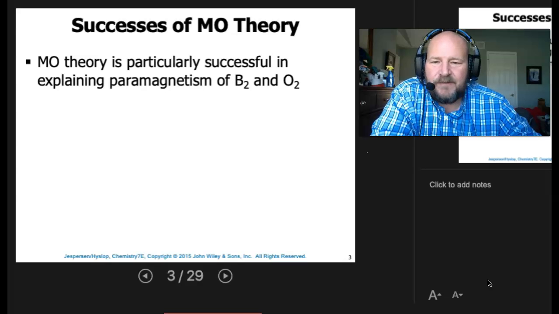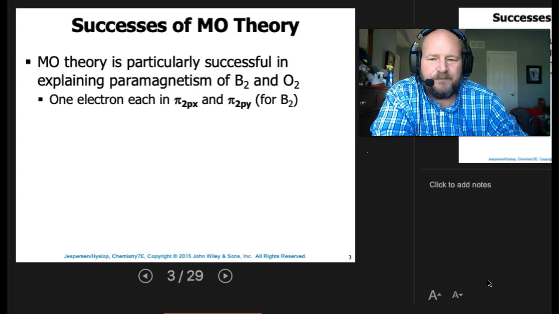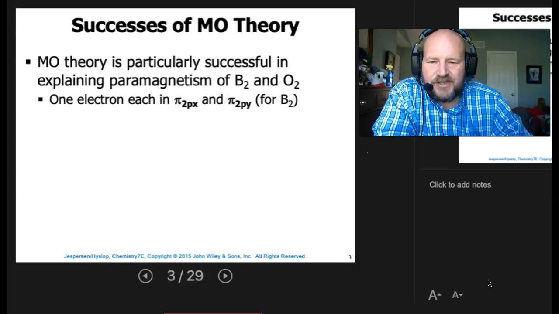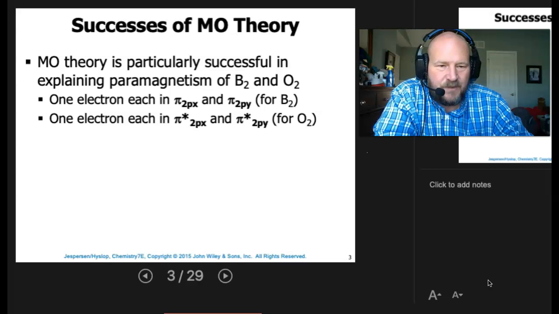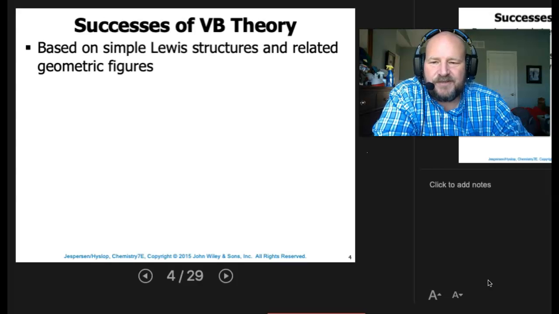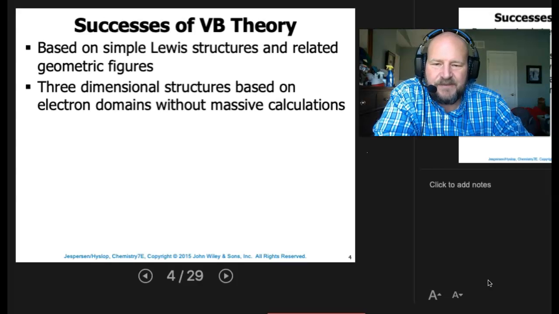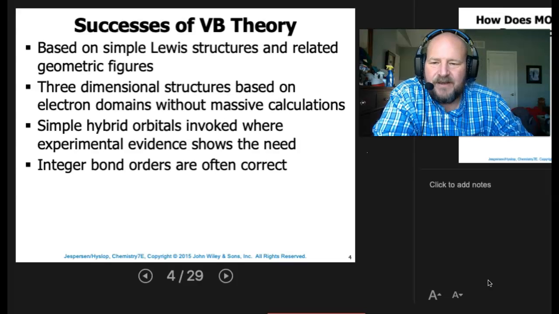Successes of MO theory, well, it's particularly successful in explaining the paramagnetism of B2 and O2. 1 electron each in the pi 2px and pi 2py for boron, and of course the pi star 2px and the pi star 2py for the oxygen. Successes of valence bond are based on simple Lewis structures and related geometric figures. So its three-dimensional structures are based on electron domains without massive calculations. We can get simple hybrid orbitals invoked where experimental evidence shows the need. And of course, integer bond orders are often correct.